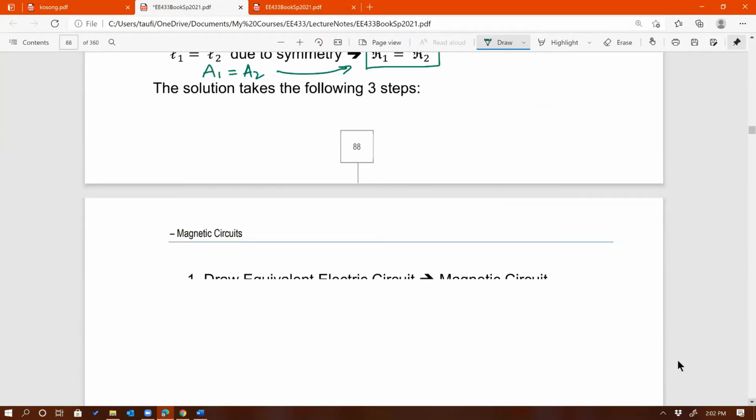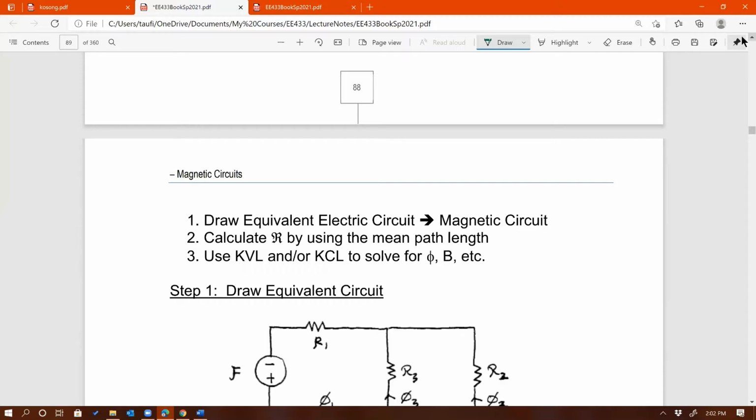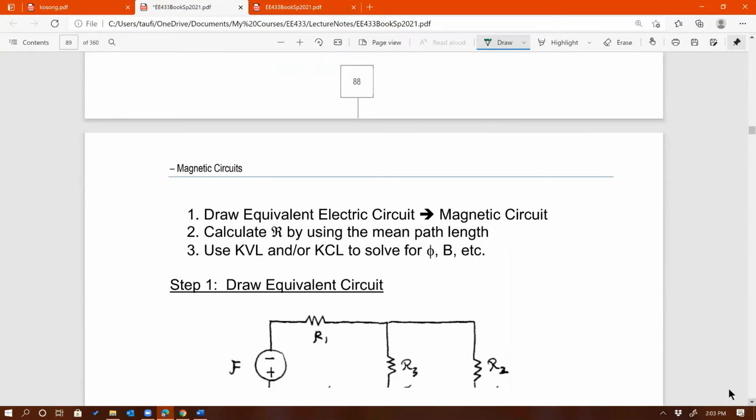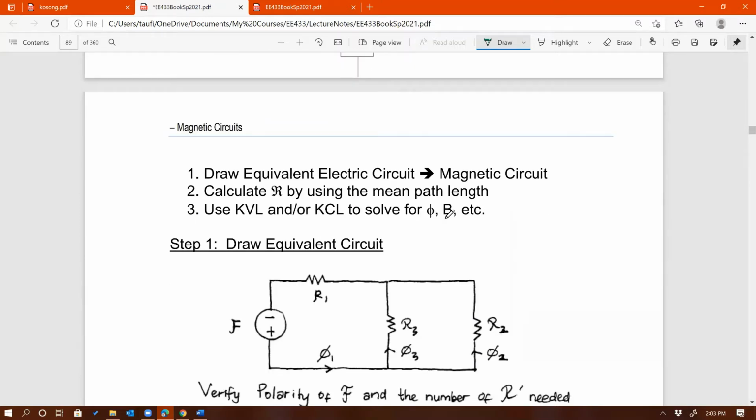All right, so the solution takes the following 3 different steps. The first one is to draw the equivalent circuit, which represents our magnetic circuit, then calculate the reluctance by using the mean path length, and use KVL and KCL to solve for flux. Once you get the flux, you can get the flux density. How? By dividing the flux by the cross-sectional area of the segment.